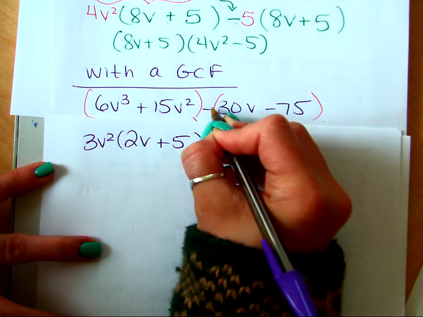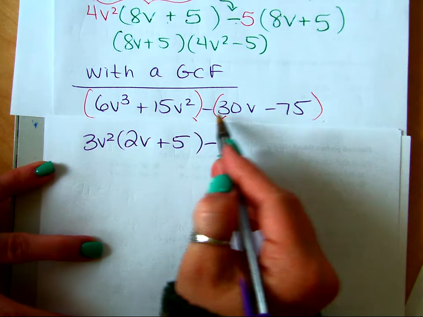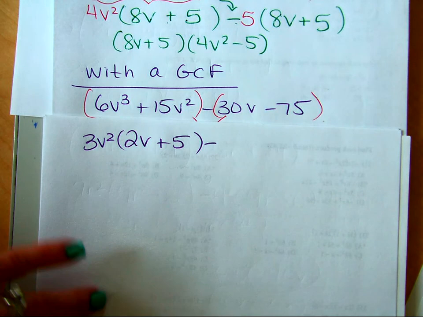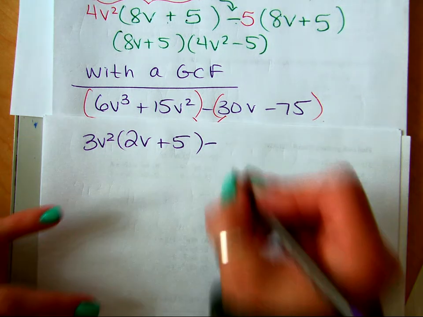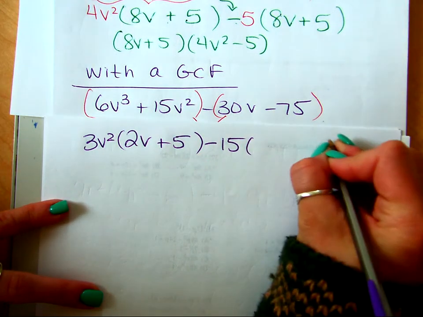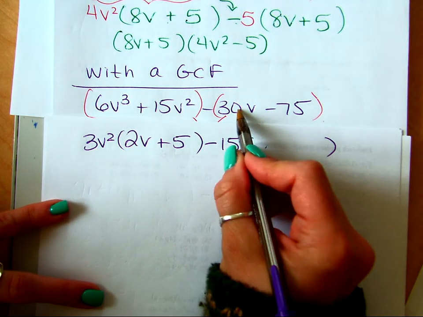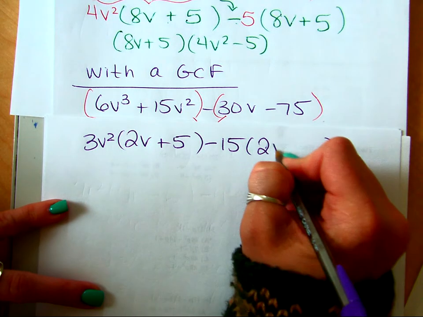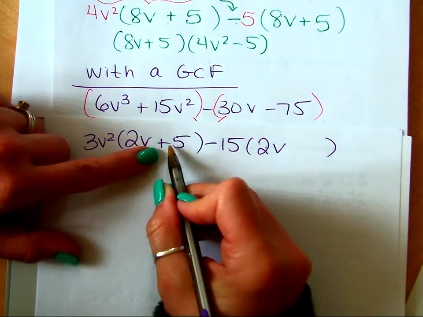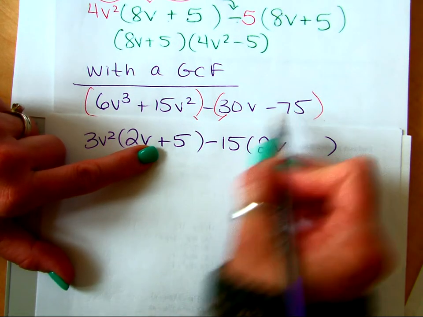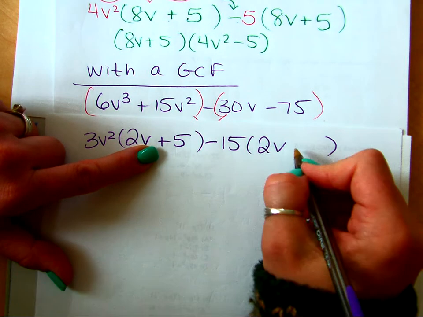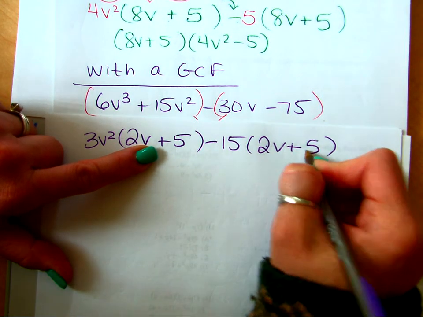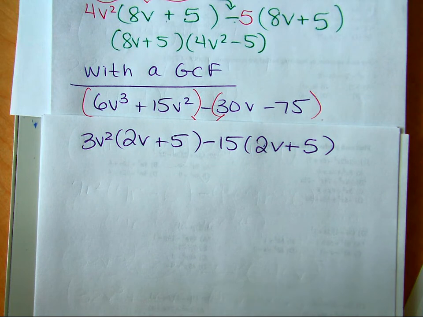This minus comes down. What's the GCF of 30 and 75? It's more than 5. 15. We'll talk about what happens if you didn't realize that. 15 times what is going to give you 30v? Good so far. Well, I know 15 times what's going to give me 75. It should match this. But because this is a negative, what happens here? Okay. Now watch. What's my GCF now?